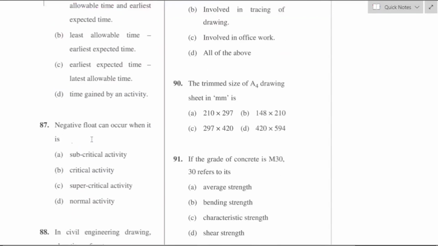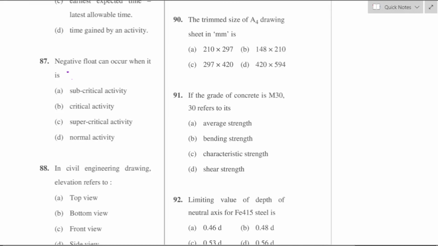Question number 87. Negative float can occur when it is a supercritical activity. Option C is the right answer. When the float is less than 0, it is called negative float. Such events are called supercritical events and these represent that the project is already beyond the schedule.